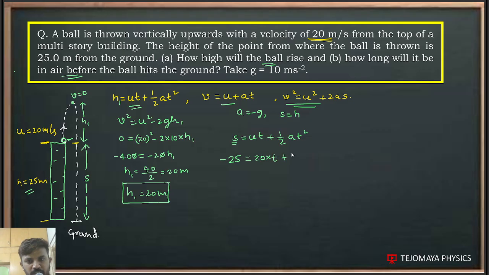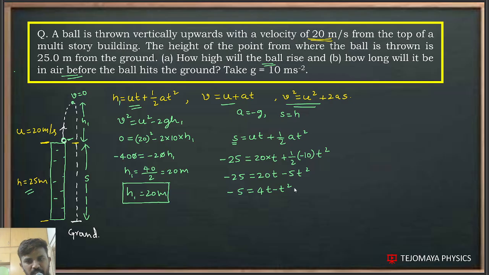ut plus half into a, where a is replaced by minus g. I can write it as minus 10 into t square. So if you solve this, we'll get the time. 25 is equal to 20t minus 5t square. I will divide it by 5 on both sides. So minus 5 equals 4t minus t square.